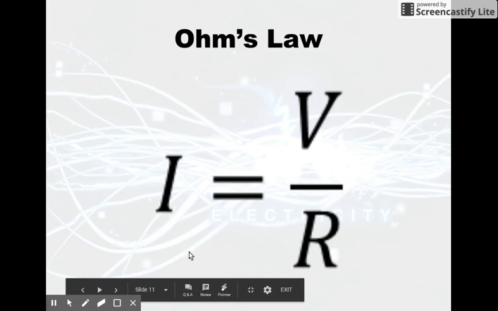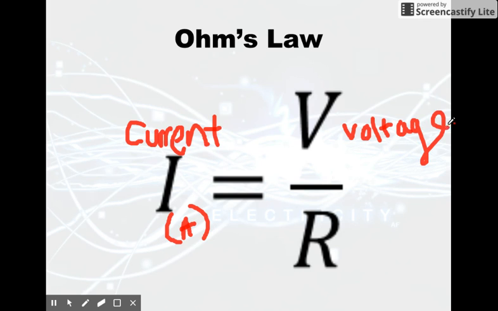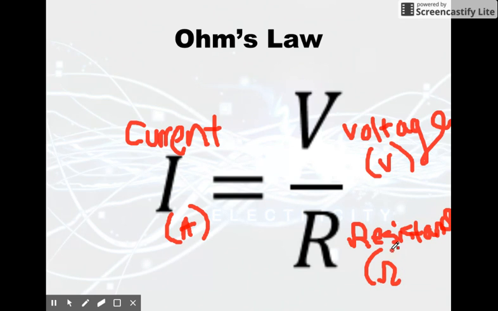So we can see that relationship in the equation here. I standing for current, remember, measured in amps, so you'd see an A next to that number. V standing for voltage, measured in volts, that's an easy one to remember. And R is resistance, measured in ohms, so omega is our symbol. So current equals voltage divided by resistance.